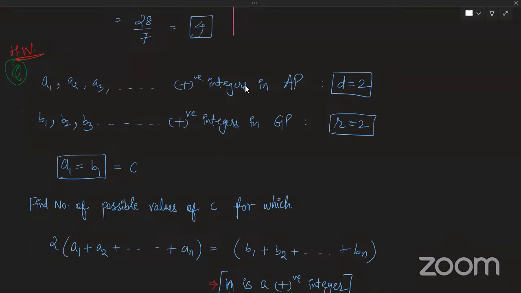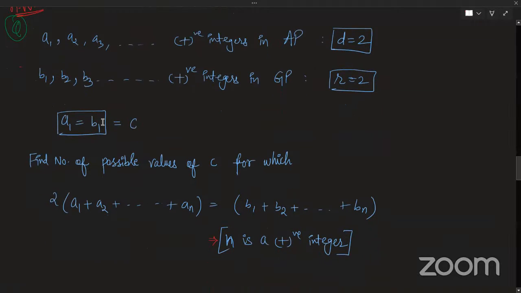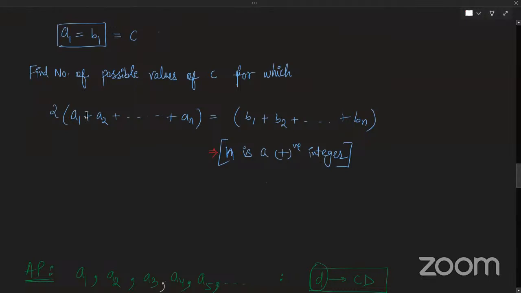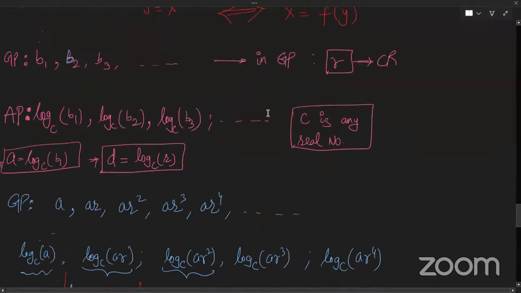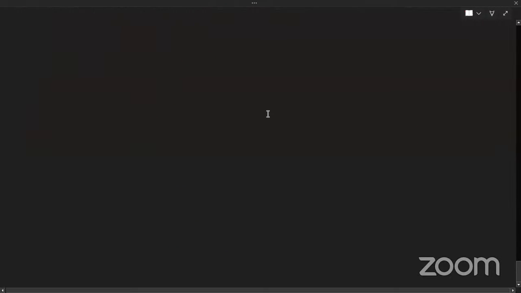So A1, A2, A3 are positive integers in AP. Their common difference is 2. B1, B2, B3, all of these are positive integers in GP and their common ratio is 2. A1 is equal to B1 is equal to C. It is asking me to find the number of possible values of C for which 2 times (A1 plus A2 plus ... AN) is equal to B1 plus B2 till BN. Fine, I'll be doing it.